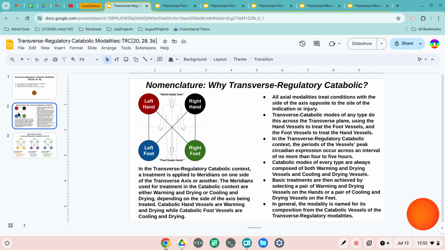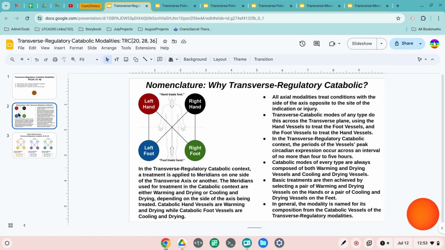Slide 1, Nomenclature. Why transverse regulatory catabolic? In keeping with the spirit of simplicity, there are 2 basic points to remember. First, transverse regulatory catabolic modalities treat illnesses across the transverse plane, such that hand treats foot and foot treats hand. Second, modalities in this category are of 2 general types, warming and drying or cooling and drying. As a result, they are expected to be useful in reducing moisture and correcting hot and cold conditions.